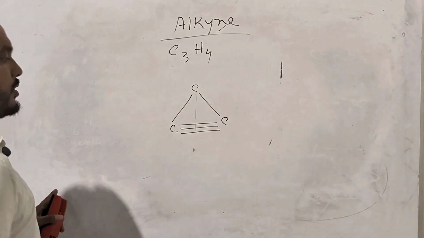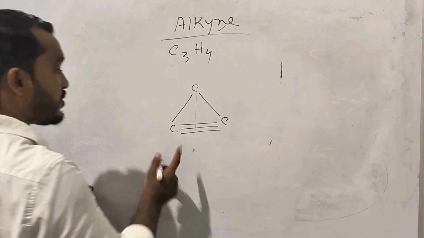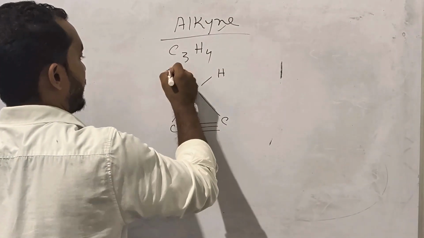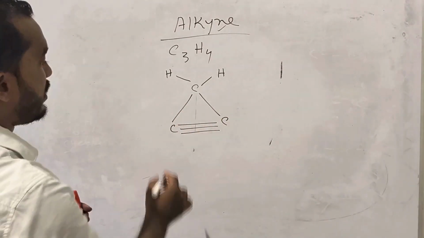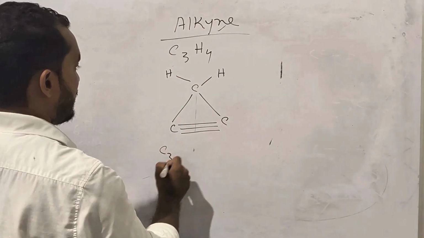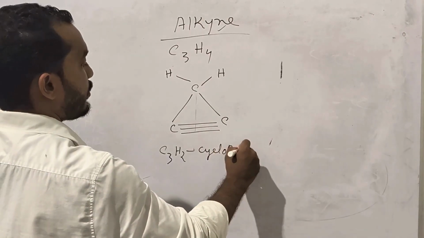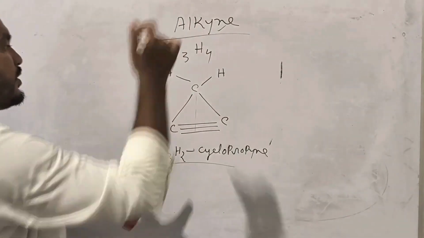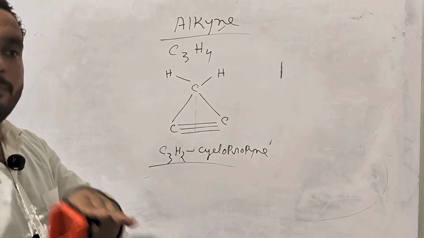Since it is an alkyne, here I will give a triple bond. So with this carbon I cannot add hydrogen. With this carbon also I cannot add hydrogen. But with this carbon I can add hydrogen. So what will be the formula of that? It is C3H2. This is the formula of cyclopropyne, where 2 hydrogens are less than that of propyne. In the same way you can draw for butyne and pentyne.